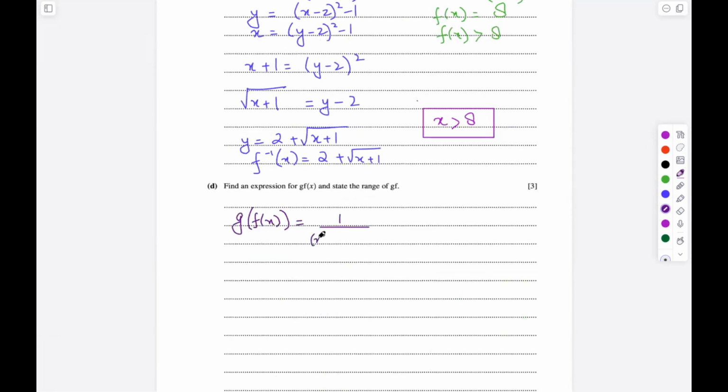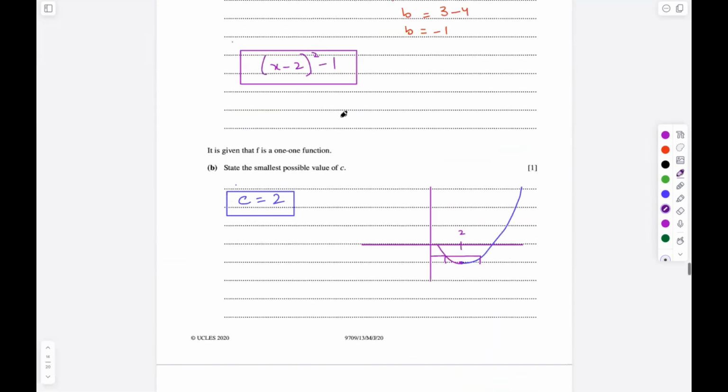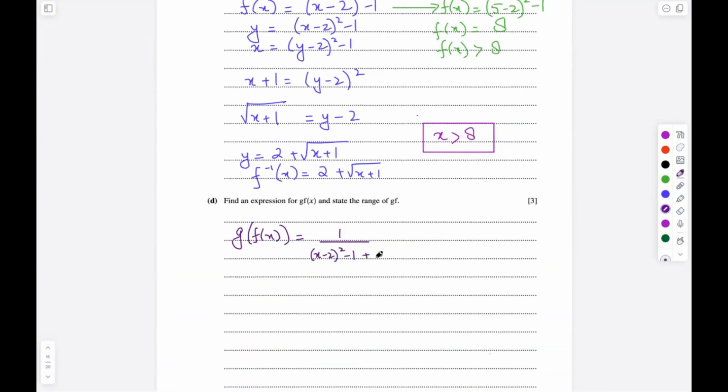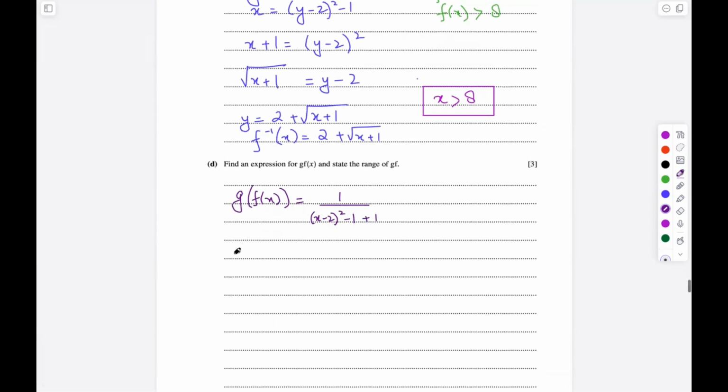which is x minus 2 whole squared minus 1, and this was plus 1. So this will be a plus 1 up here. Minus 1 plus 1 becomes a 0. So the expression for g of f of x will be 1 upon x minus 2 whole squared.